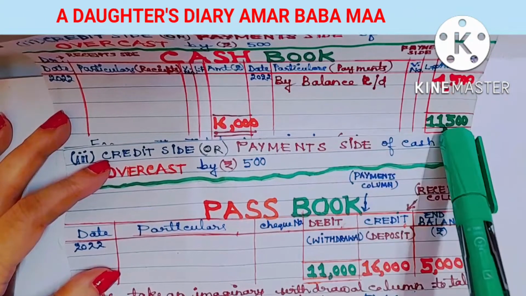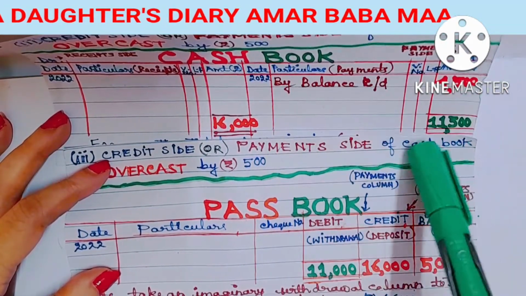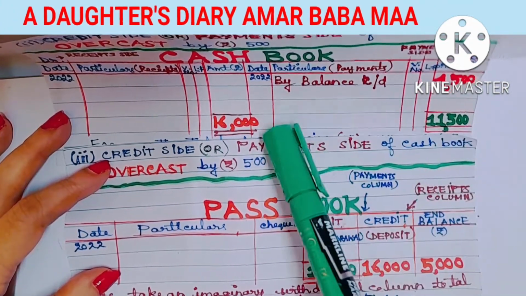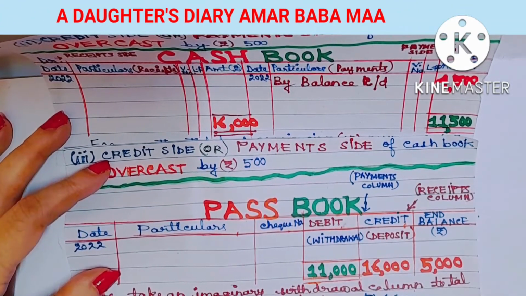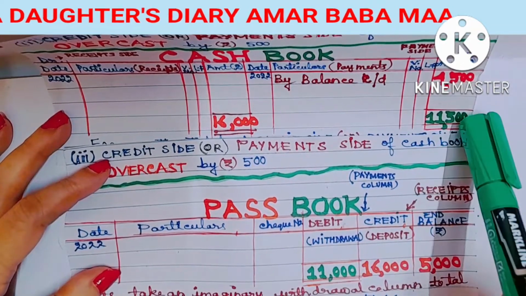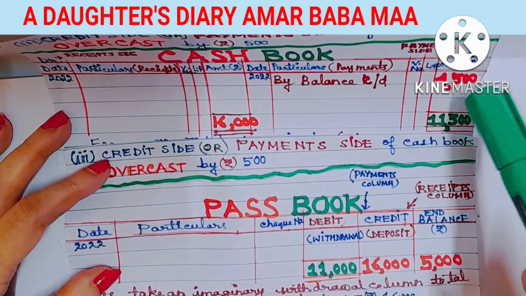16,000 minus 14,000 will be 2,000. Please remember, the higher the total, the higher the cash book total written, the more the cash book balance will decrease. Understood? Since the credit side or payment side of cash book has been overcast by 500, the cash book balance has decreased by rupees 500.